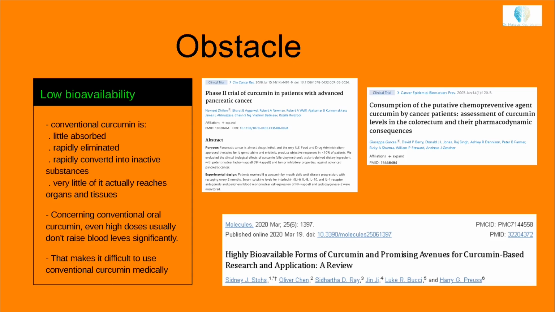Here we have some studies that used high levels of oral curcumin. One even gave 8 grams of oral curcumin to patients with pancreatic cancer, and even this extremely high dose of curcumin was not enough to generate very high levels of curcumin in the blood. This difficulty to administer a significant amount of curcumin to the organs and tissues makes it difficult to use conventional curcumin for medical purposes.